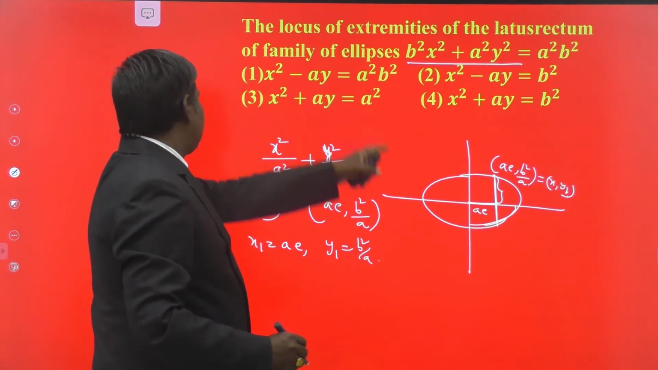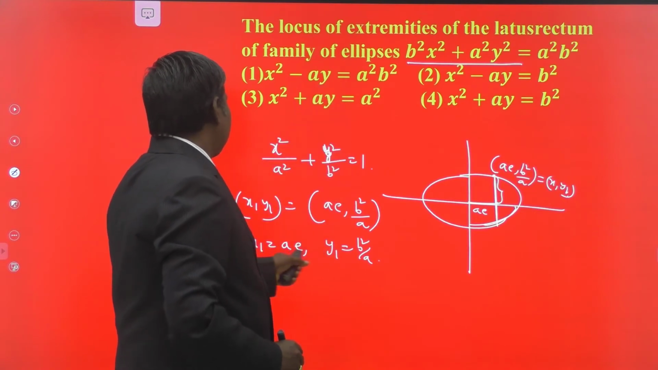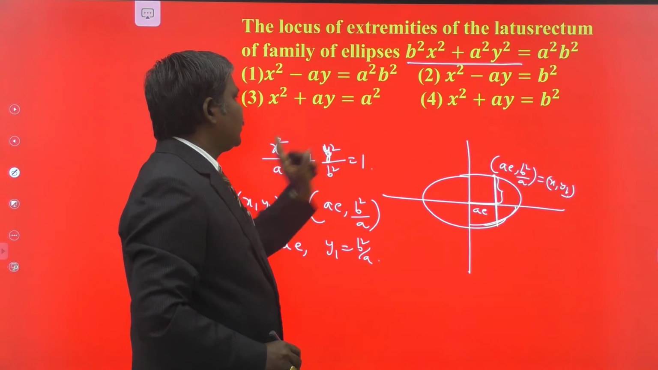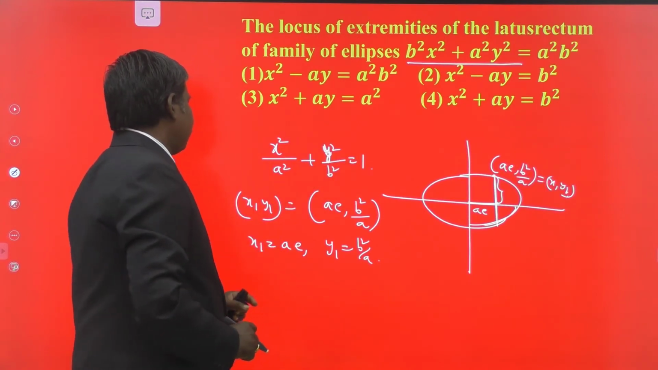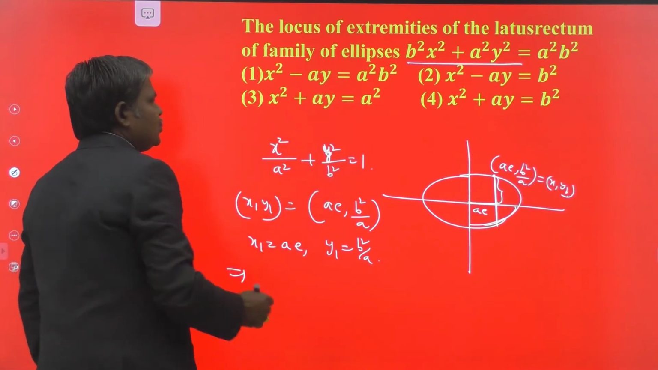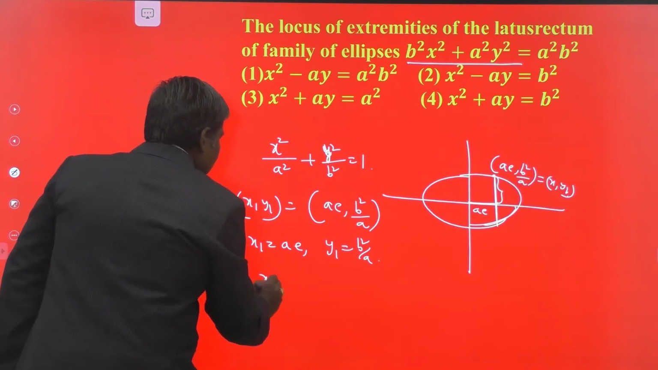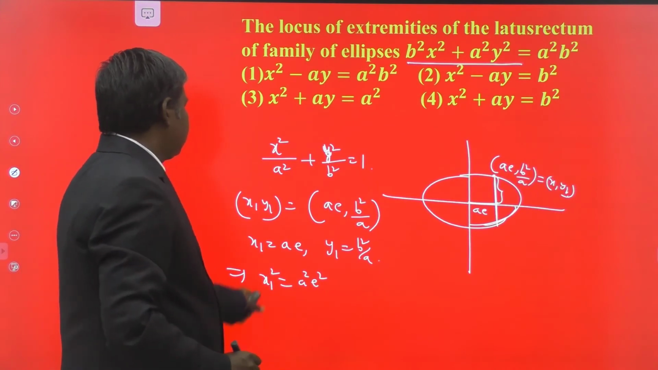From the options itself, which one is not there? X square is there, A y. There is no x term here. Is there any eccentricity? There is no eccentricity also. So we have to write the locus of x1 y1. There is no e in the options, so we are going to eliminate e. For that I am squaring on both sides. x1 square equal to a square e square.